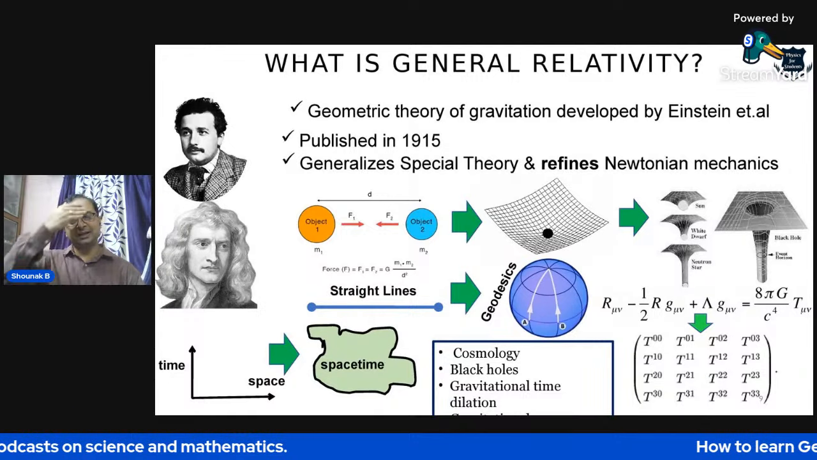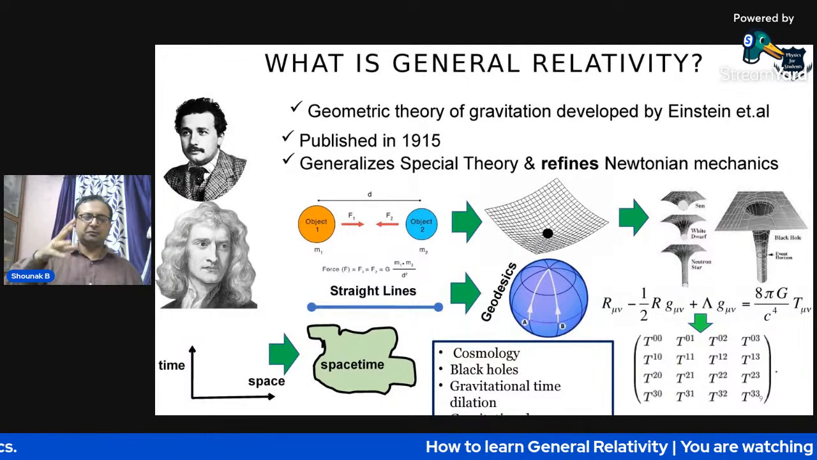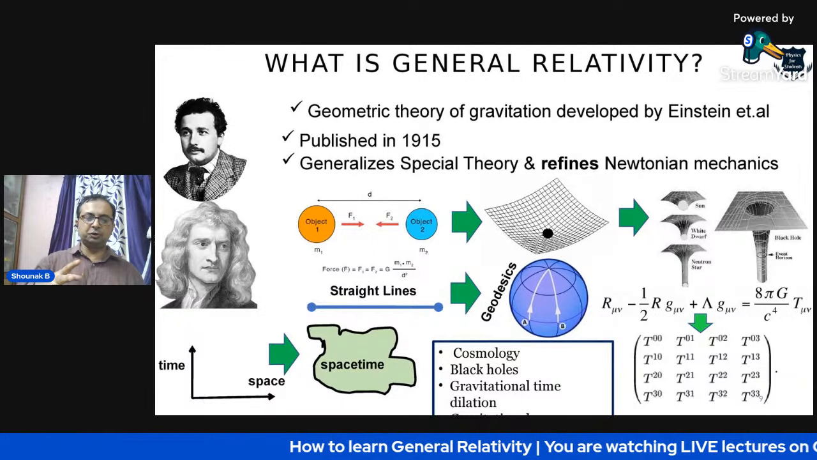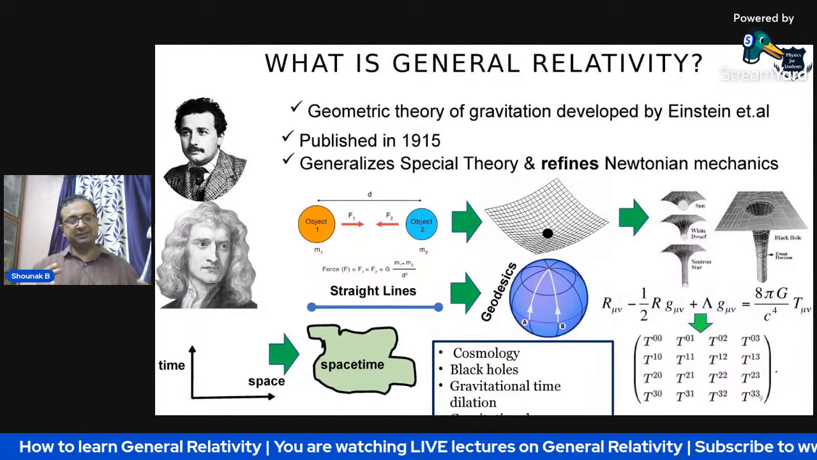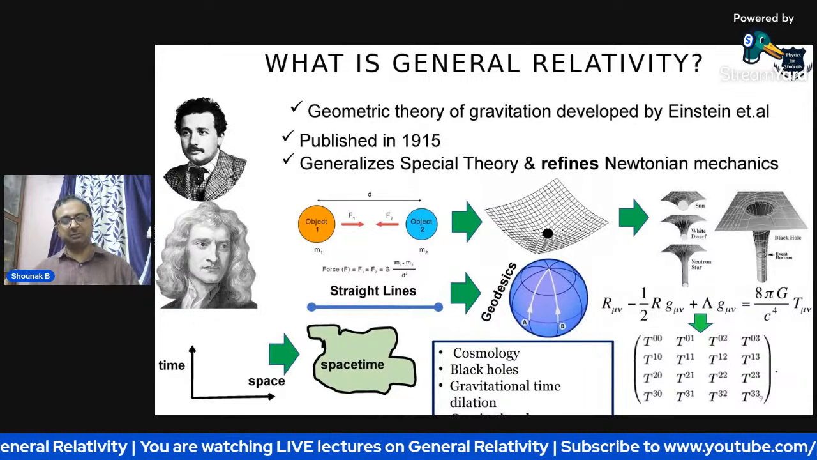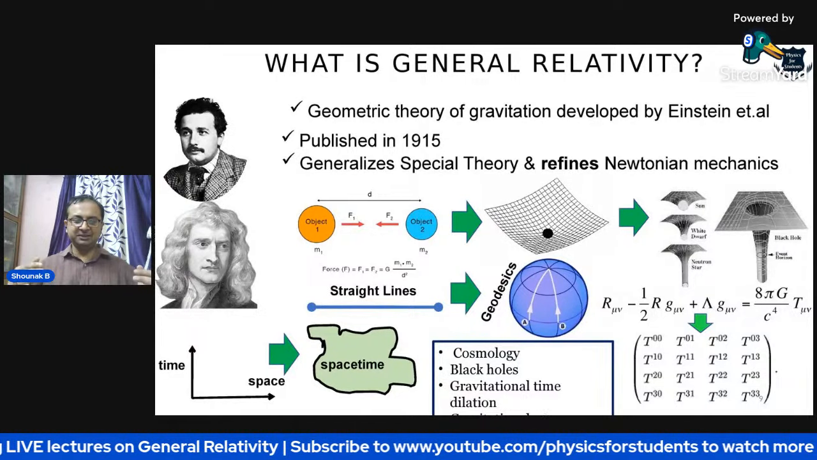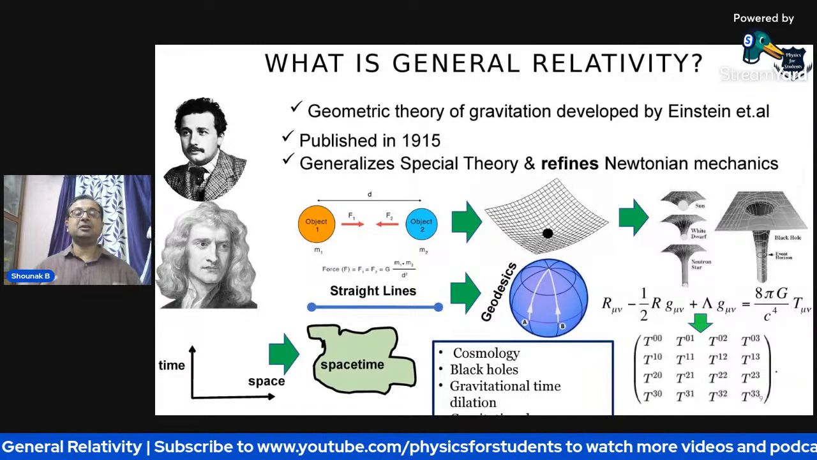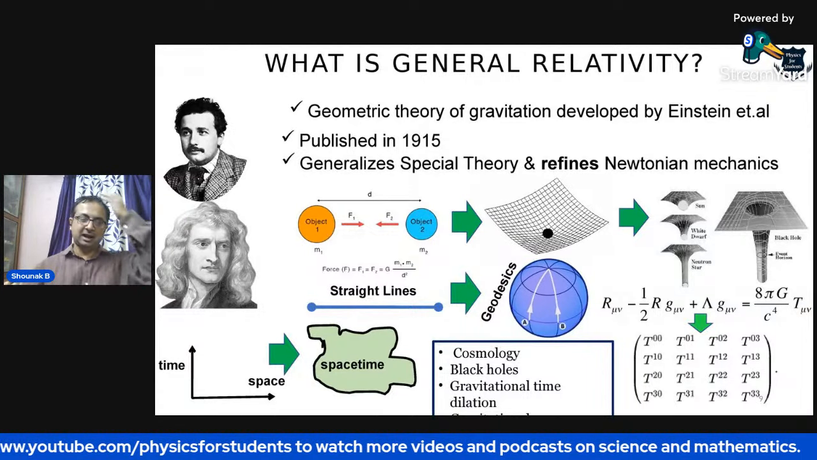And this is a nice schematic diagram which shows the changes, from Newton's straight-line laws of motion, how we move to the curvature, and then we move into geodesics, and space and time are united into the space-time continuum. And you see here that the entire mechanics is in the Einstein field equations. And in order to know those, we need cosmology, black holes, all those things.